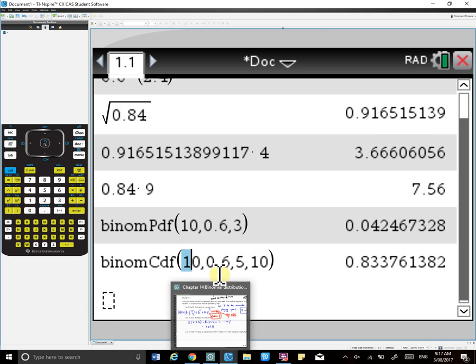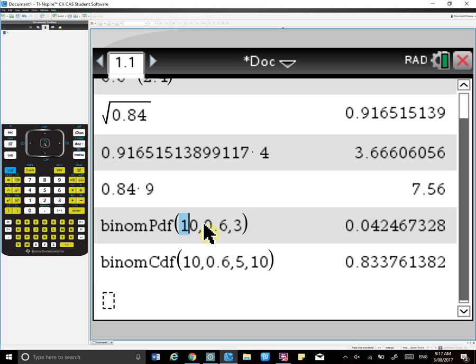Okay, can you see you enter 4 values in this? The first 2 are the same as for PDF, and then you have a lower bound here and an upper bound here, which is 5 and 10.